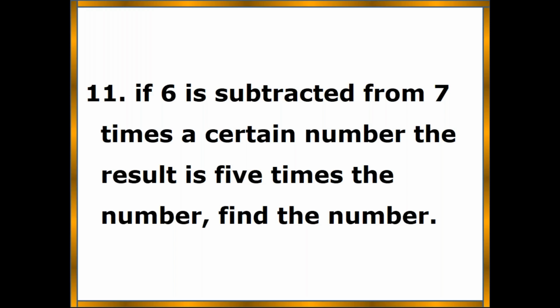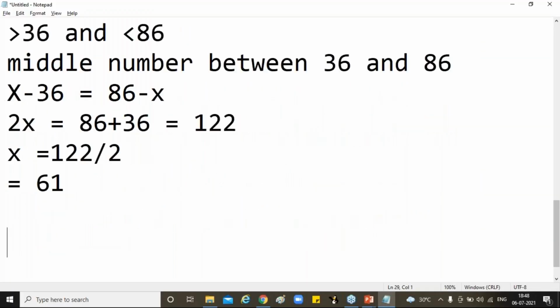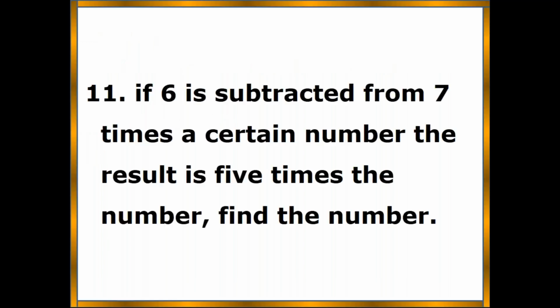Then find that number. So let us assume x is the number. So 7 times the number means 7x. If 6 is subtracted from 7 times the number, it means 7x minus 6.